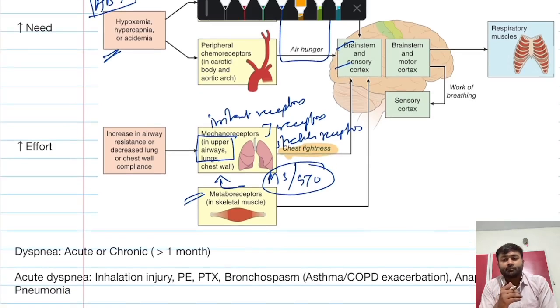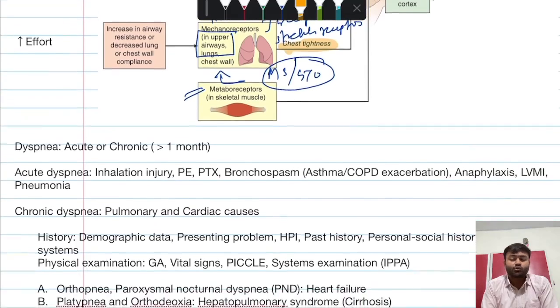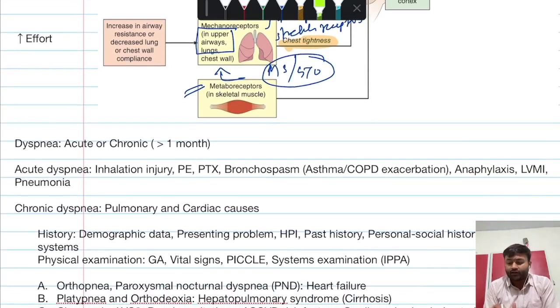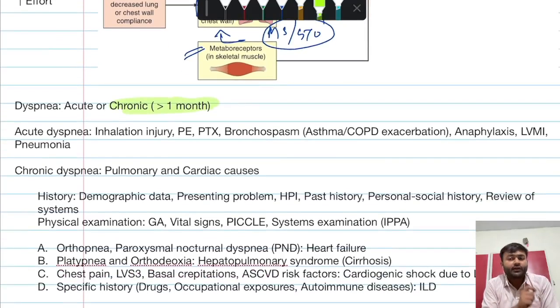After this comes the approach to the patient with dyspnea. You should remember that chronic dyspnea is defined as dyspnea that lasts for more than 1 month. There are very important etiologies of acute dyspnea that should be committed to memory, and these can be the causes of emergent respiratory distress in the patient.